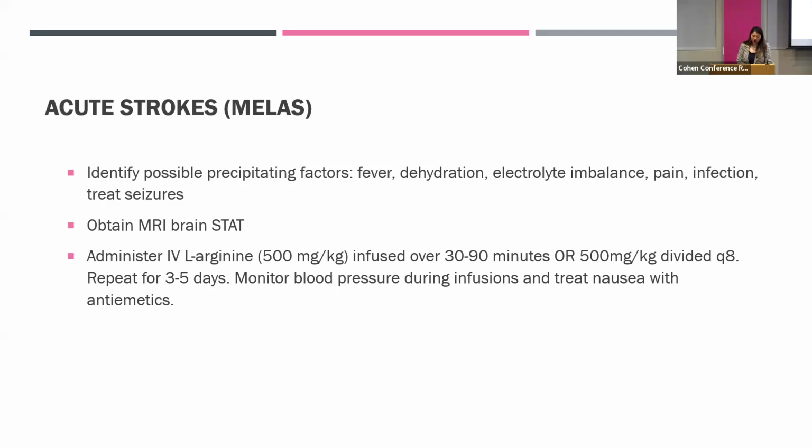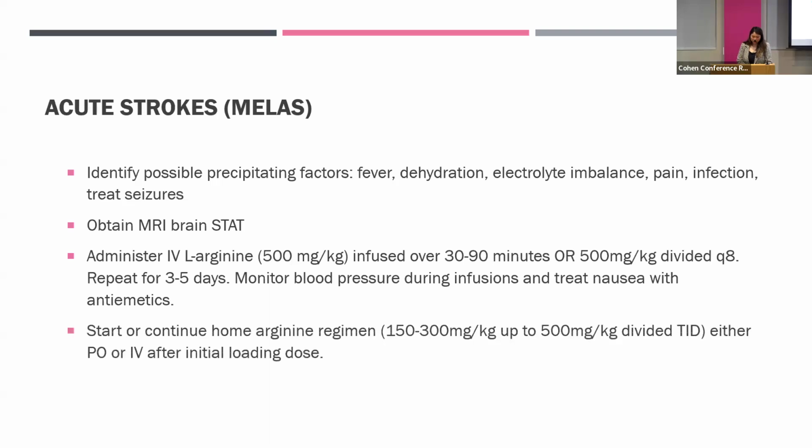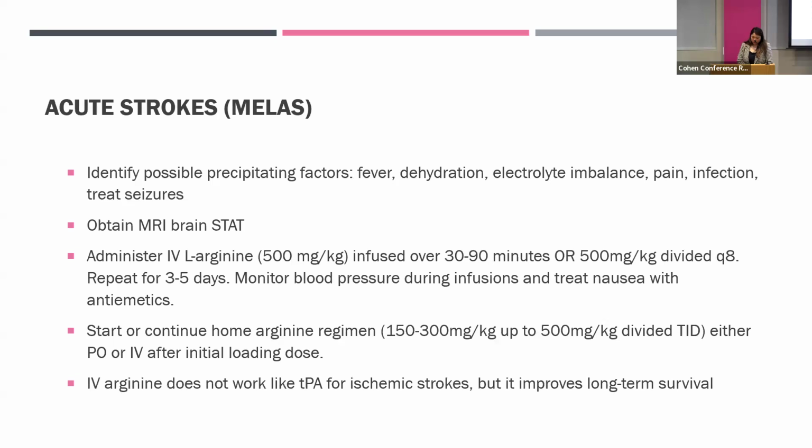There's limited guidance for after 5 days of how helpful it is. And then if they're not on it already, you want to start them on their home arginine. And there's also citrulline that you can give them. It's important that L-arginine does not work like tPA for ischemic stroke. It does help, in some observational studies, to improve long-term survival or to shorten hospital stay, but these patients would still be in the hospital for quite a bit, needing a lot of supportive care.